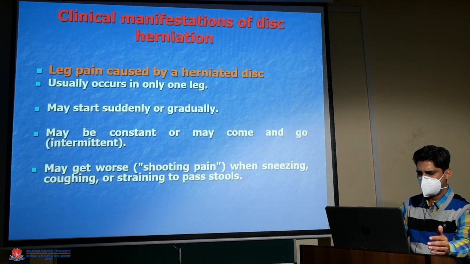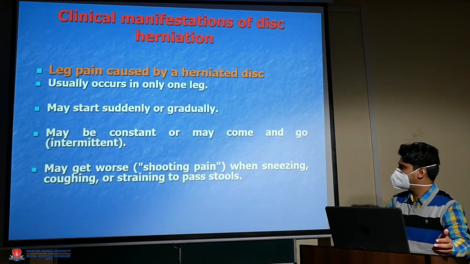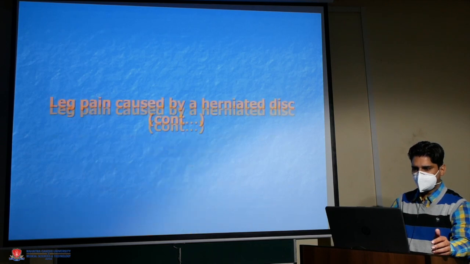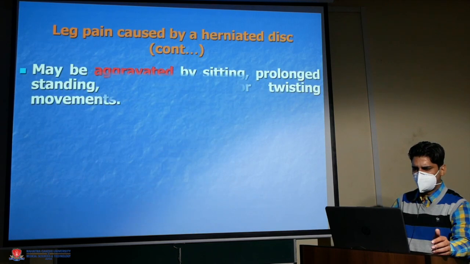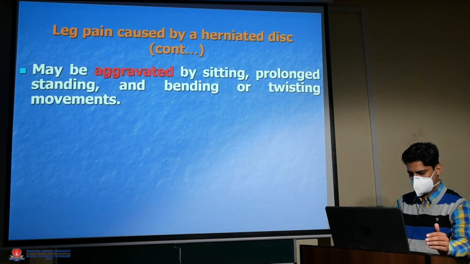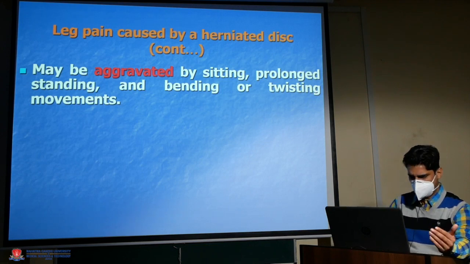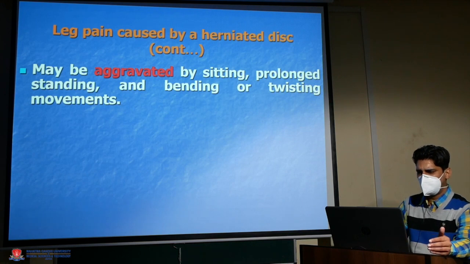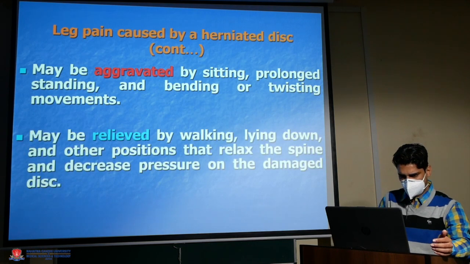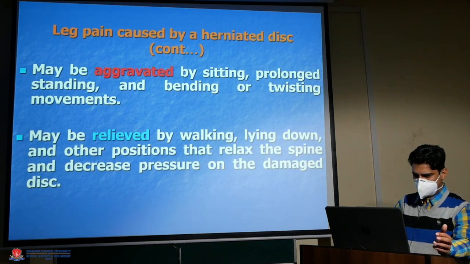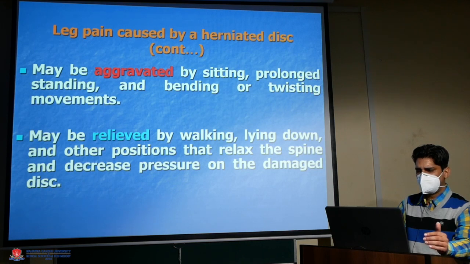This is known as shooting pain. The patient will feel shooting type of pain. Leg pain caused by a herniated disc may be aggravated by a few positions like sitting, prolonged standing, bending or twisting movement. On sitting and prolonged standing, there will be flexion movement of the lumbar spine that will increase the pressure in the intervertebral disc area, and the disc will protrude on the back side and will compress the nerve roots or dura. It may be relieved by walking, lying down or other positions that relax the spine.